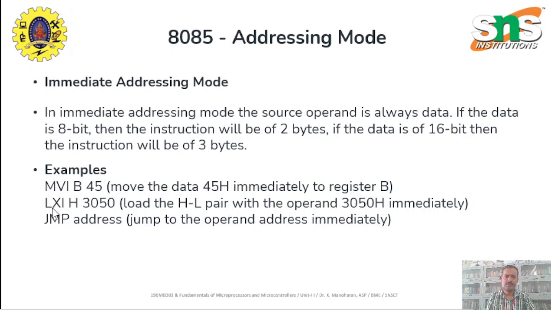Look at another example, LXI H, 3050. Here it indicates the HL register pair, and we take this data 3050. L becomes 50 and H becomes 30. So the HL pair will be initialized with the address 3050. Then look at another example, jump address. It directly jumps to that particular address. The address is directly, or immediately, mentioned in the instruction itself. That's why it is called immediate addressing mode.